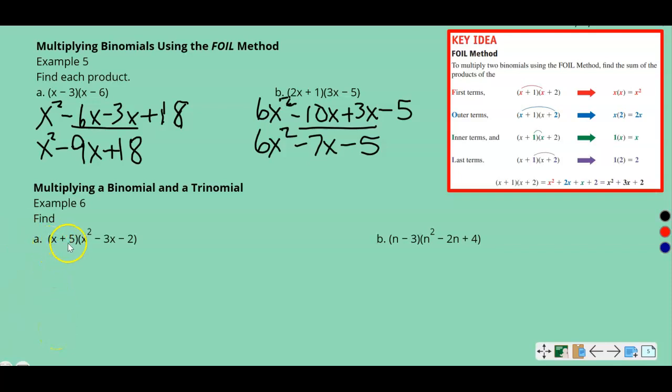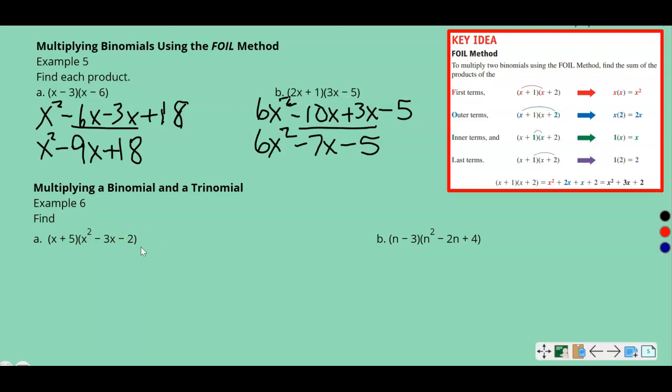Part A has a binomial multiplied by a trinomial. So we're going to do the same process. We're going to do x times each term in the trinomial, and then we're going to do 5 times each term in the trinomial. So let's go ahead and try that.